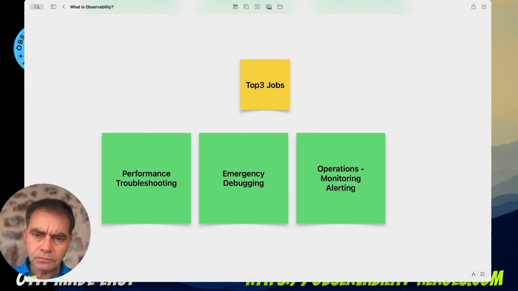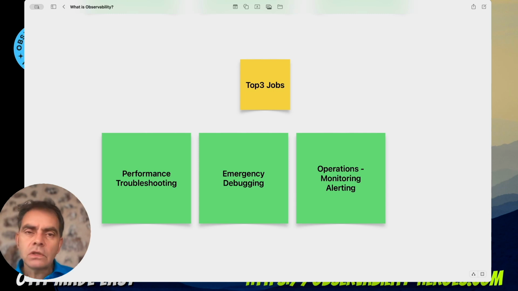And the last one: operations is in charge of a system. They need data to monitor it and to set up the alerting. And this is also done with observability tools.